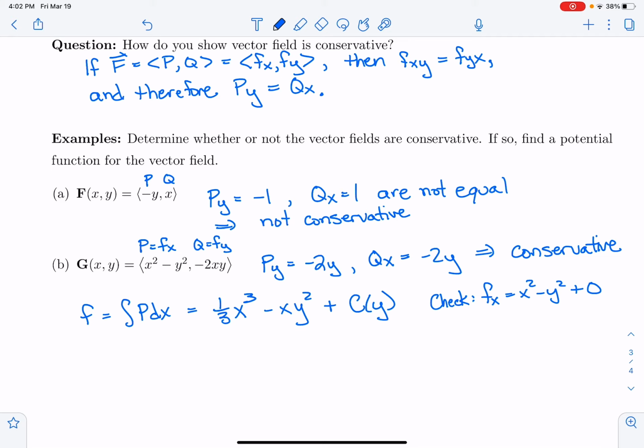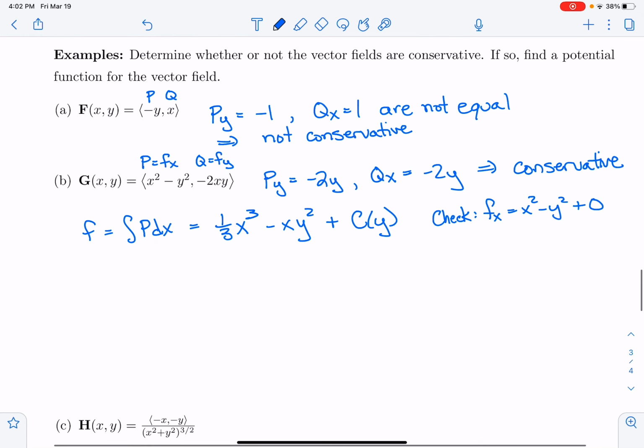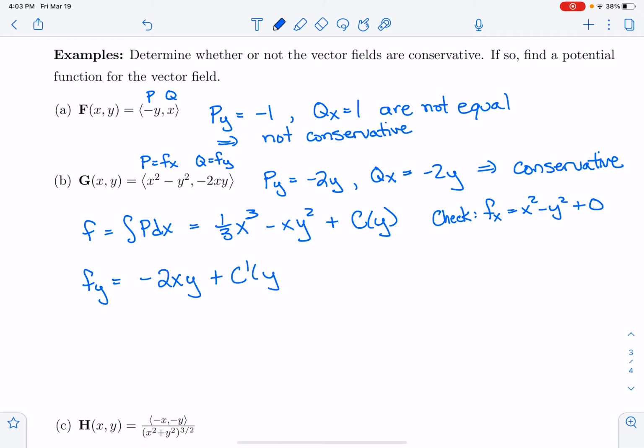So this gives me a candidate for my potential function. Now I'm going to take the derivative of that candidate for the potential function with respect to y. If I do that, the derivative of the first term, 1/3 x cubed, is going to be 0. So I'm going to get minus 2xy plus c prime of y.